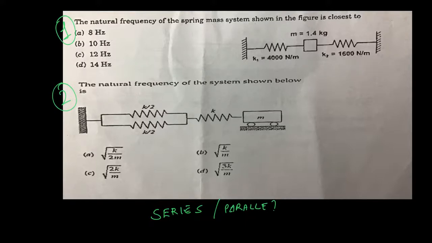So effectively that means, in other words, these two springs are connected together in parallel configuration. That means the net stiffness can be written as K new equal to K1 plus K2. That will be 5600 Newton per meter. Or rather than calling it the new stiffness, I would call it the effective stiffness. So this is the effective stiffness in the system.